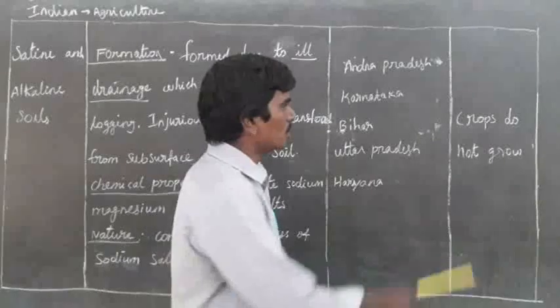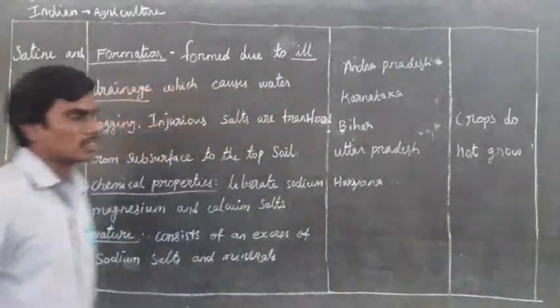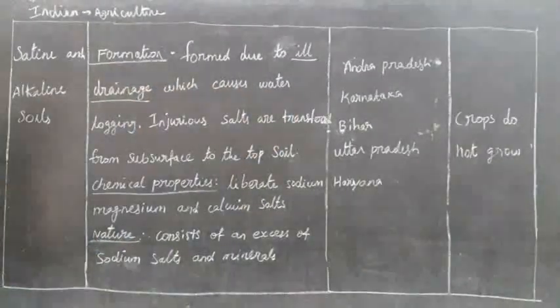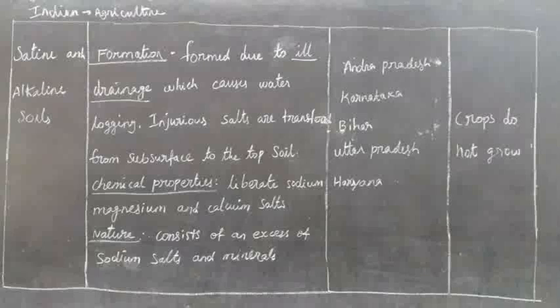In saline and alkaline soils, the crops do not grow because of the excess sterilization of the soils. So crops cannot grow in these soils.